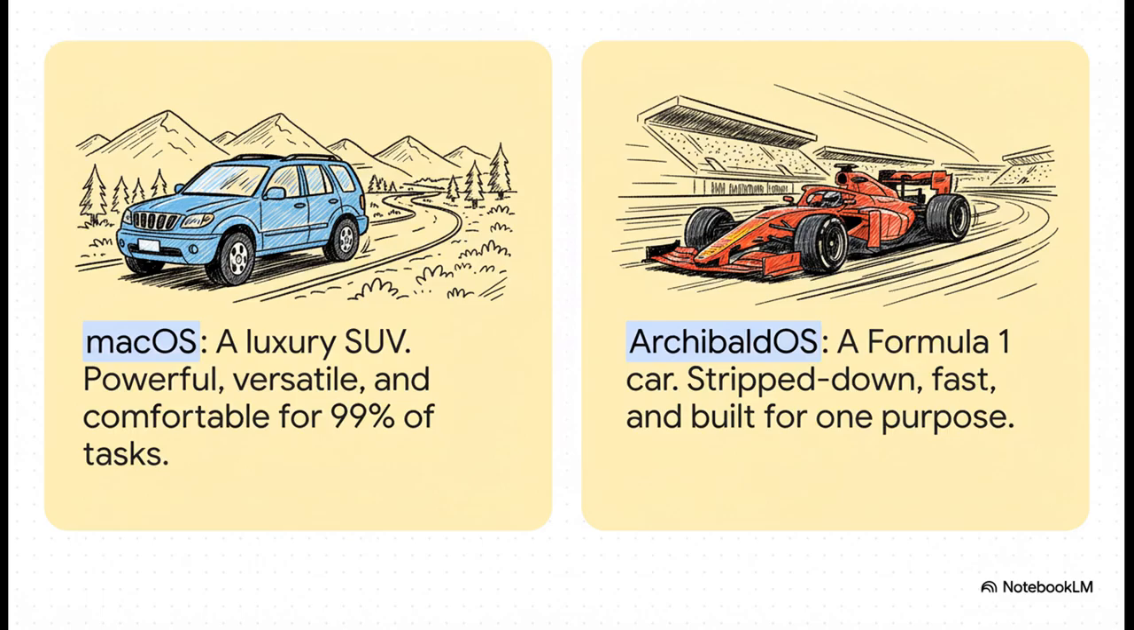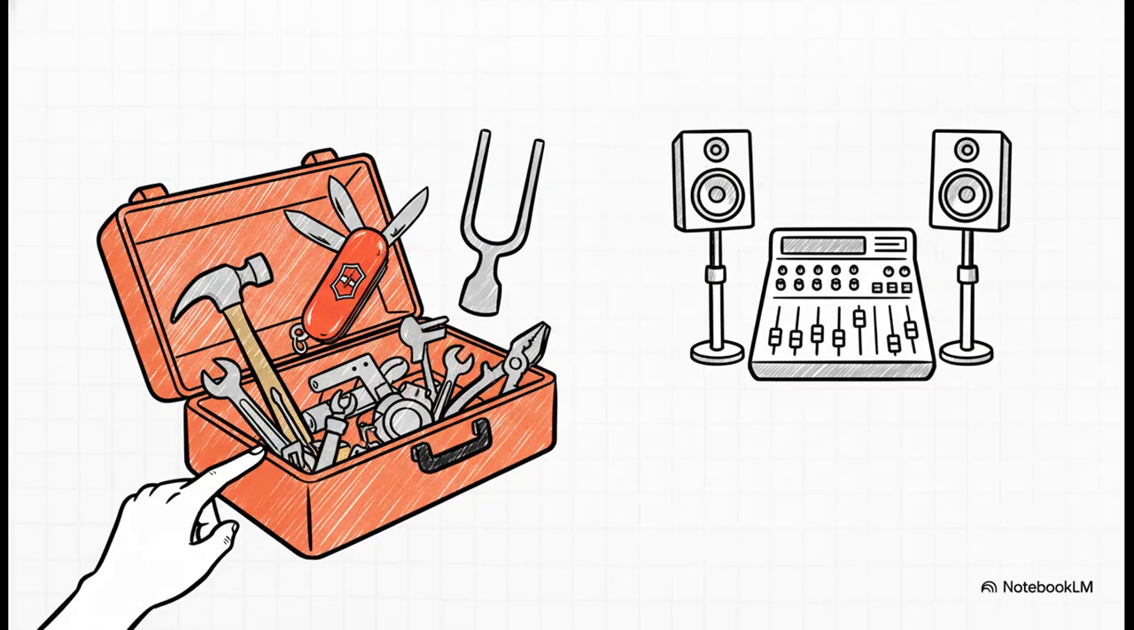Archibald OS, that's a Formula One car. It doesn't have air conditioning, it doesn't have a radio, and it would be a terrible choice for a trip to the grocery store. But on a racetrack, it is untouchable. It is a machine built for one thing and one thing only: absolute performance. And that, right there, is the key. This isn't about saying macOS is bad or that Archibald OS is better. It's about seeing them as different tools with totally different priorities. The frustration for Apple users comes from their luxury SUVs suddenly sputtering on a road they used to cruise down effortlessly. The power of Archibald OS comes from its absolute, fearless willingness to sacrifice everything that doesn't serve its one singular mission.